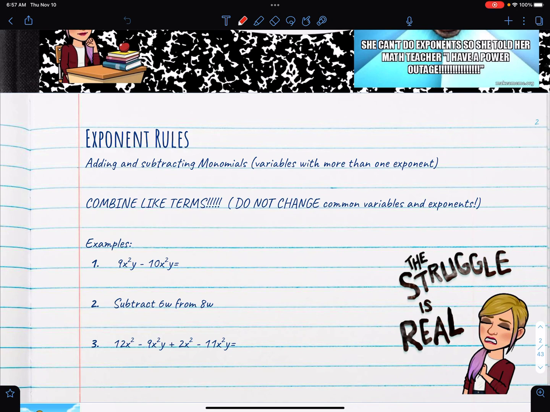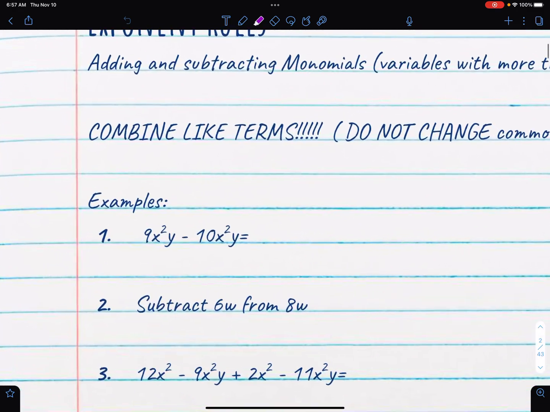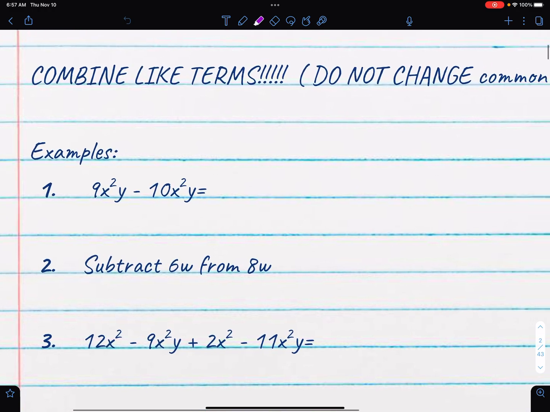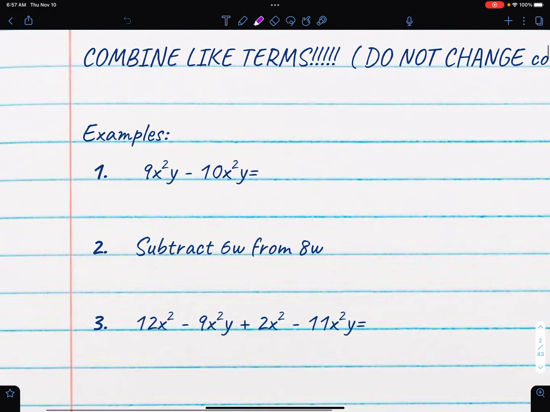So the first thing that we want to review is that we can combine terms that are alike. And we've talked about that a little bit in class. What you want to make sure is that you do not change the common value. So these, because they both have an x squared and they both have just a y with one, the imaginary one that's not there, I can put those together. So this would be -1 because 9 minus 10 is -1. X squared y. You have to keep the variables on there, but you can only put them together.